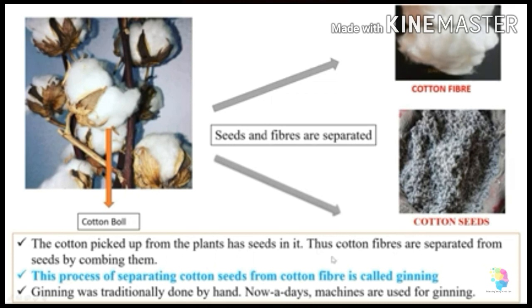Okay, let me first explain the fibers we are getting from plants. First I told you cotton. Have you seen cotton? Yes, we all have seen cotton. We are getting this cotton from the cotton plant. It is the most widely used of all plant fibers. Cotton fibers are mostly used to make clothing. It is also used to make other things which are very essential in our day-to-day lives, for example, mattresses, quilts, pillows, etc.